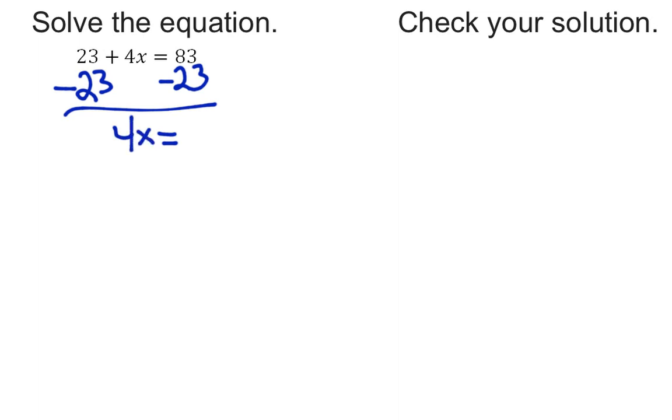which gives us 4x equals 60. And then we do the divide by 4 to both sides, and that gives us x equals 15.